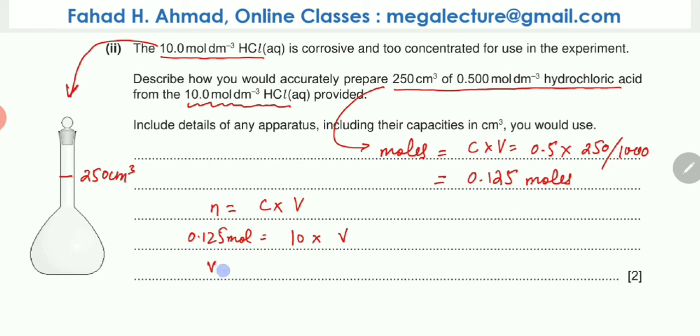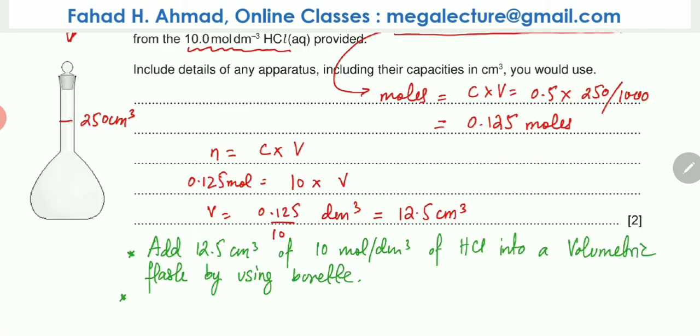So let's figure this out. It would be 0.125 divided by 10, and this would be my volume in decimeter cube. If I convert this volume to cm cube, it would be equal to 12.5 centimeter cube. So that's the first thing that I'm going to do. This is a 2-mark question. The first thing is, I'm going to pour in 12.5 cm cube of HCl from this very concentrated solution into this flask over here. So that part has been written over here. This is my answer now.